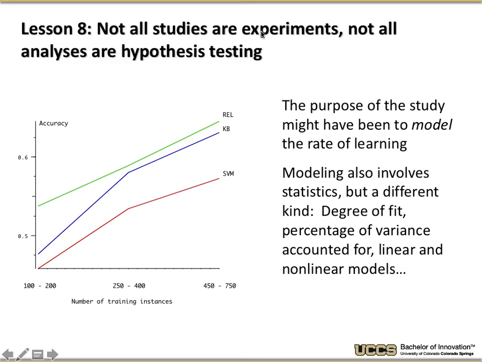Coming back to lesson 8, which was that not all studies are experiments and not all analyses are hypothesis testing. The purpose of the study might have been to model the rate of learning. If I want to know how fast it learns and then predict what would happen if I gave it 1 million samples to learn from, how long would it take? How fast would it be? How accurate would it be? All of those are things I could do as an analysis, but none of them would actually be a hypothesis test, because I have no data to test that on. I just build a model and say it scales like this, therefore I make this prediction. Nothing wrong with that, but remember, that's not the same as a hypothesis test.